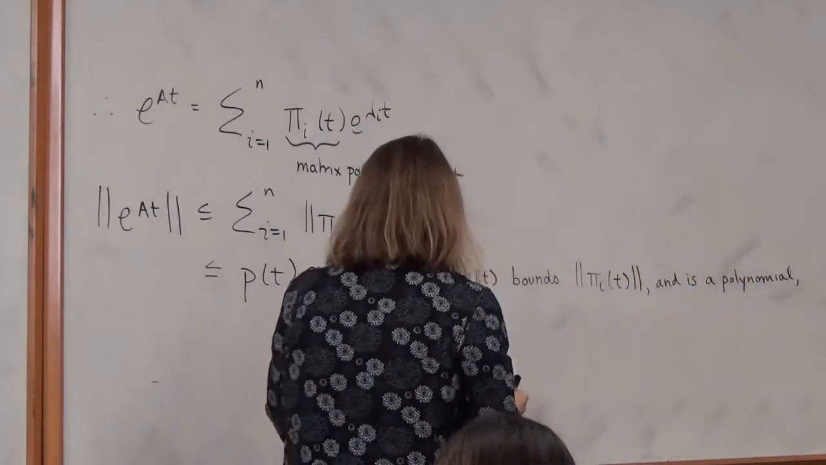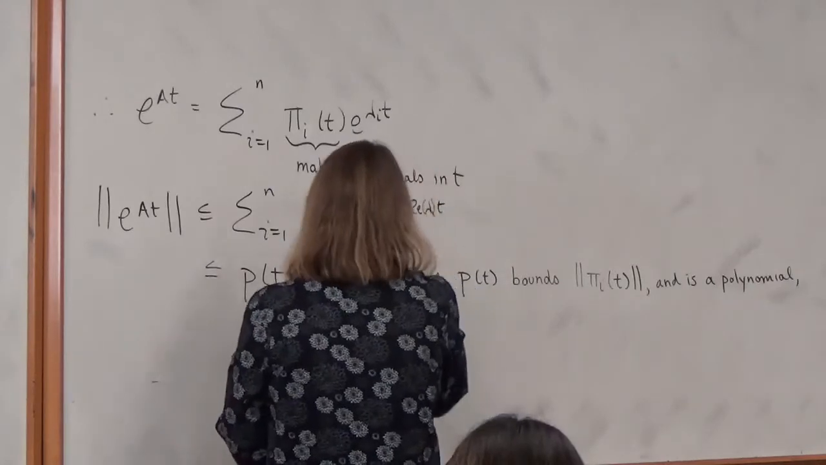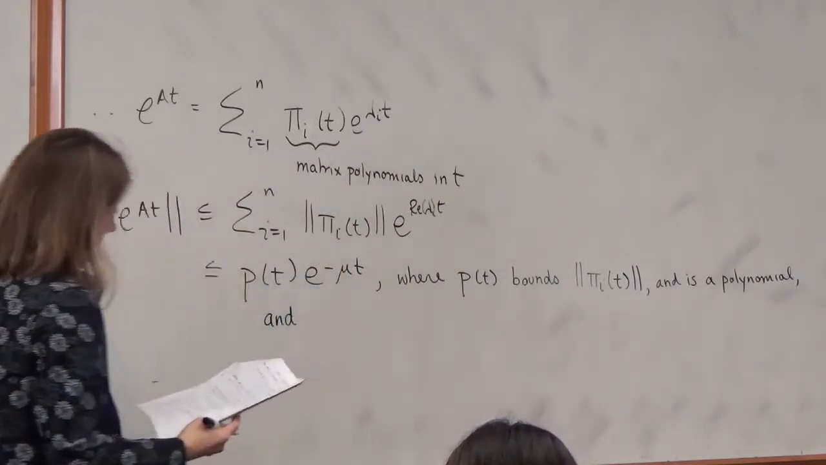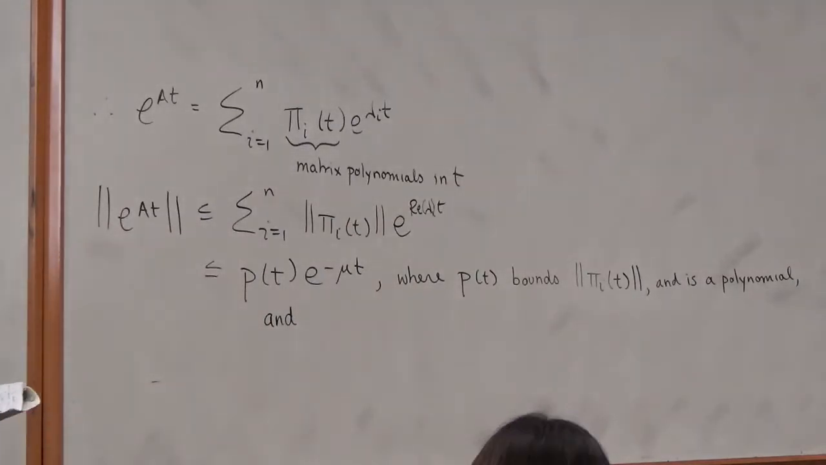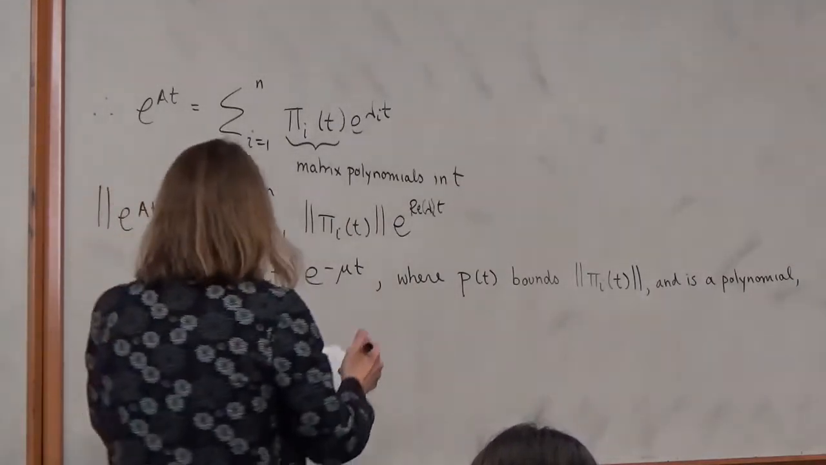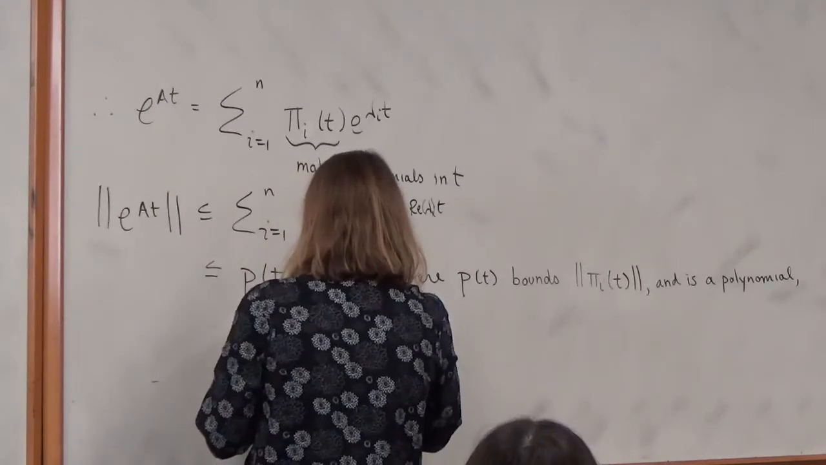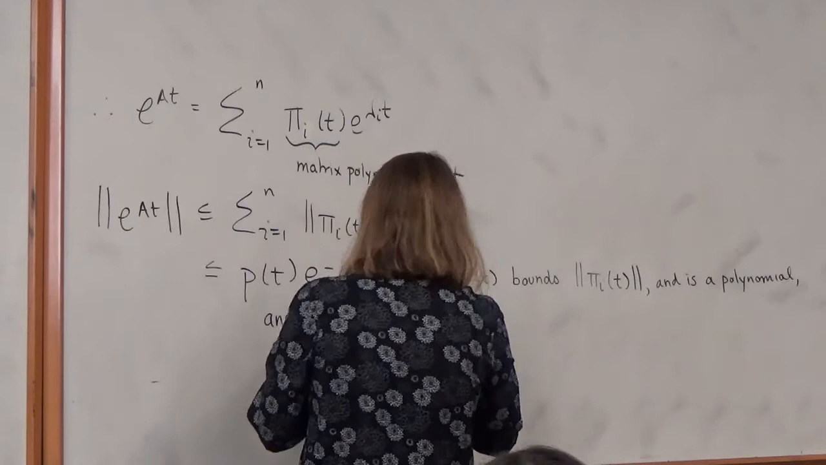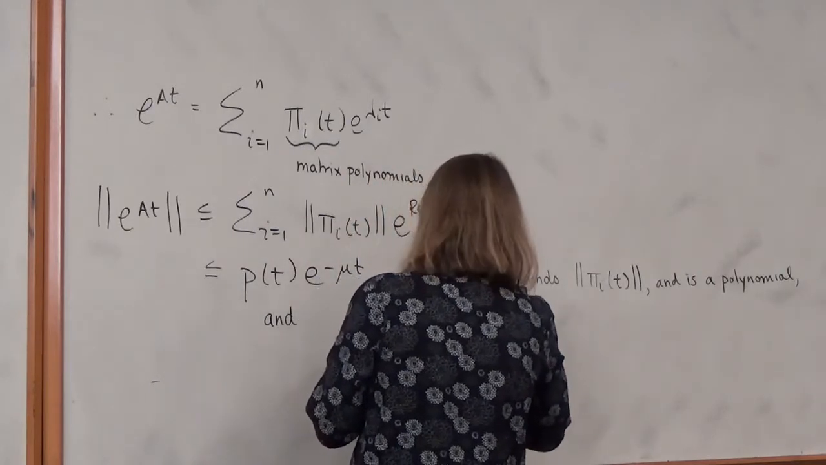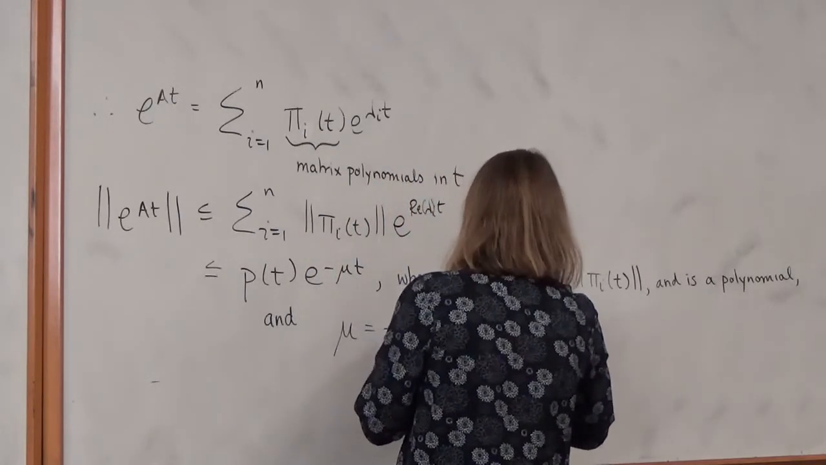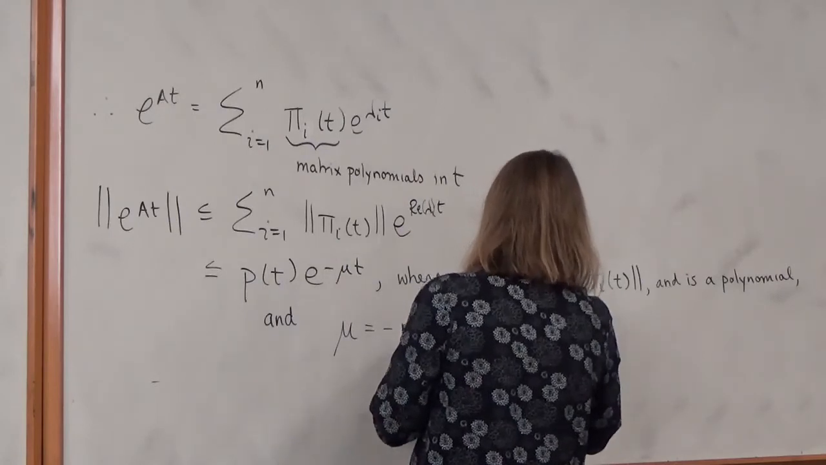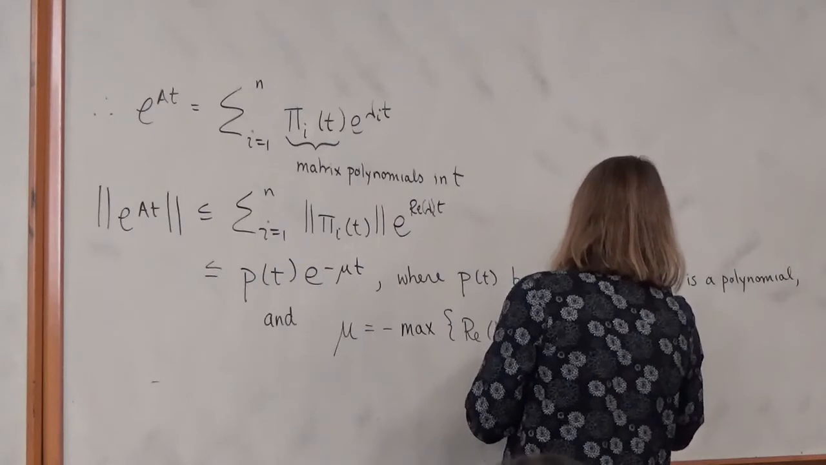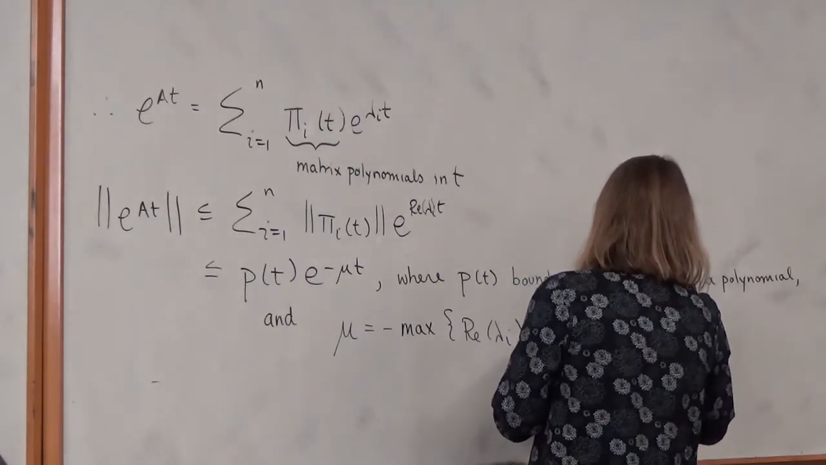And mu represents the largest eigenvalue that I have. So mu is negative the max of the real part of lambda I, where lambda I is an eigenvalue.